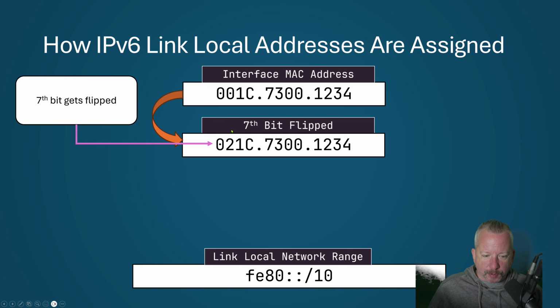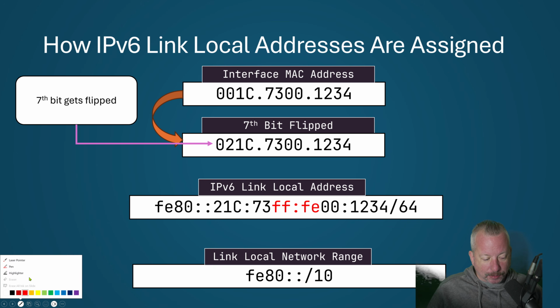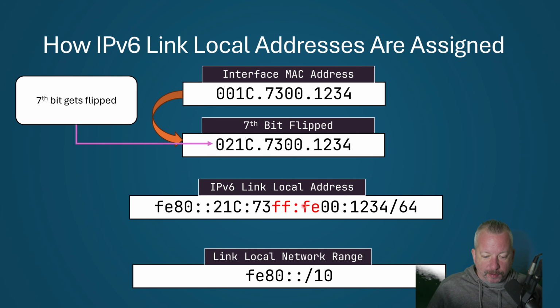We flip the 7th bit, and then, because the MAC address is 48 bits, and we're going to do a /64, so the network part of this address is going to be 64 bits, we have to pad it with FFFE. And if I remember right, the funny story about this is that it was supposed to be just all Fs, so FFFF, but there was a typo in the document, and it went out before they could fix the typo, so now it's just FFFE. But that's okay. It doesn't really matter.